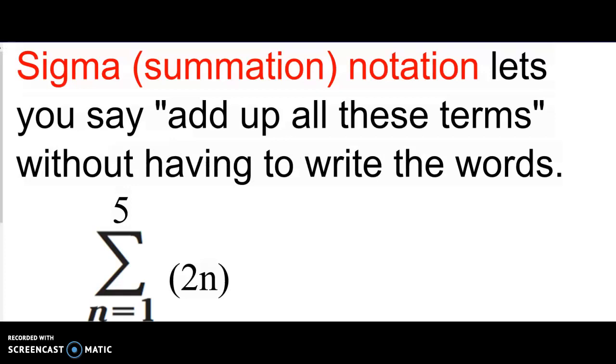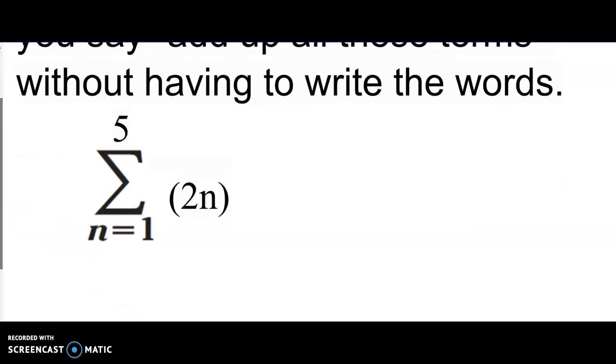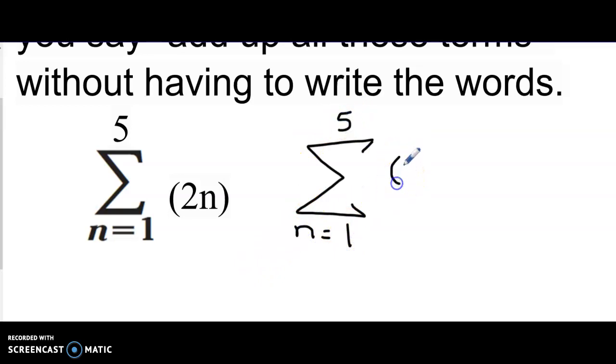The capital sigma is the symbol for summation notation. What that simply says is you're going to sum up all of the terms without having to write out all of the words. So this is what it looks like. It kind of looks like a funky E that's turned up on itself. The number down here tells you where to start. The number up here tells you where to stop. And this is the formula that you're plugging all of your numbers into.